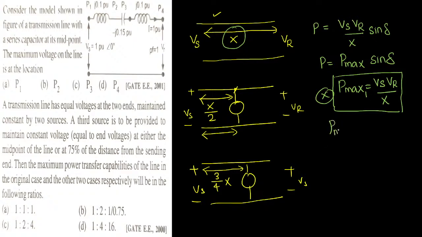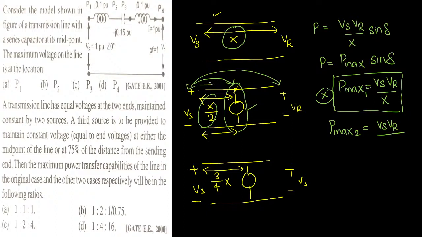Case number 2, what will it be? P max 2 equals, for the second case, sending end voltage into receiving end voltage divided by reactance. Now we are connecting one source exactly at the midpoint. Now what will happen? Up to the midpoint only, we have to calculate the real power transfer from here to here, such that this resultant connection will maintain the value of receiving end voltage and sending end voltage as equal.